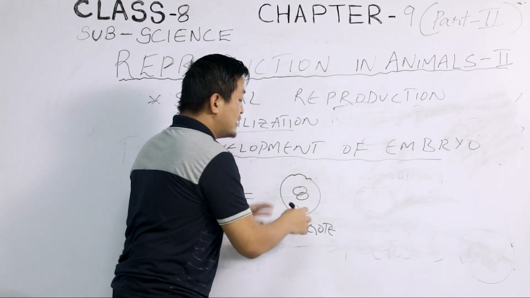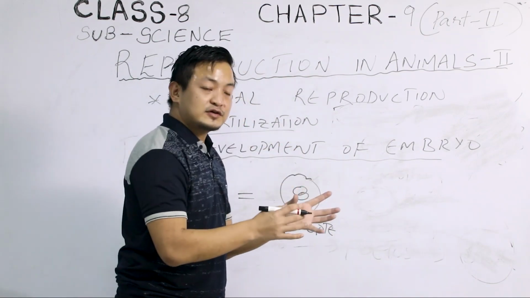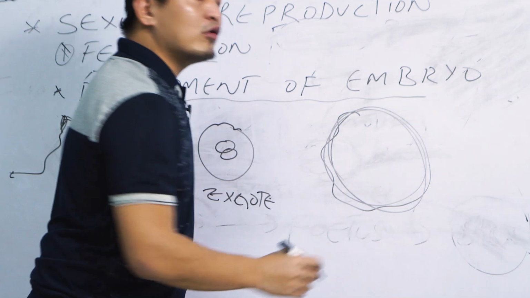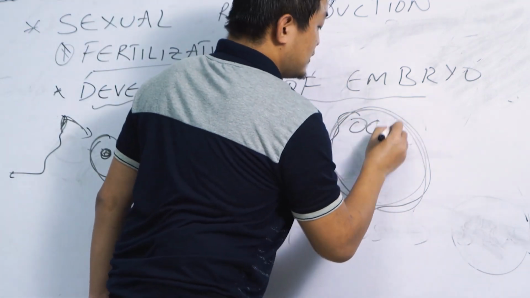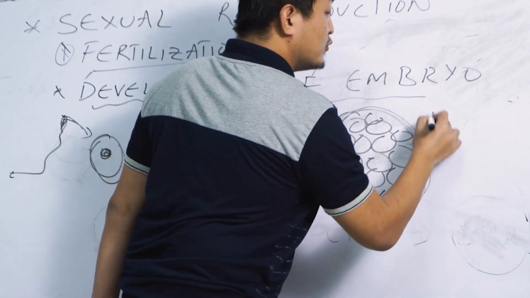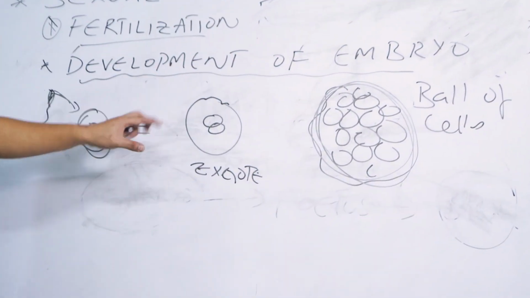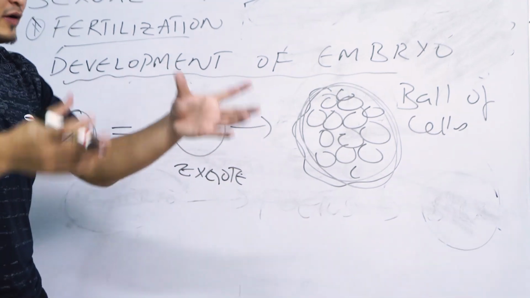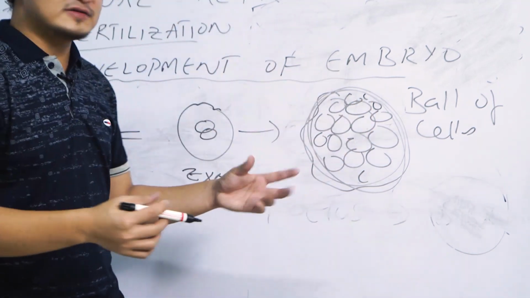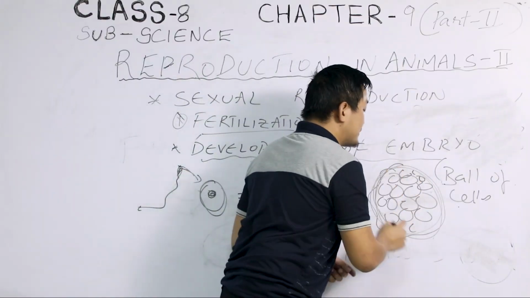This zygote develops into a group of cells. The cells divide, and then they develop into a ball of cells. After the zygote, the cells divide, and then you get a group of cells, which you can also call a ball of cells.